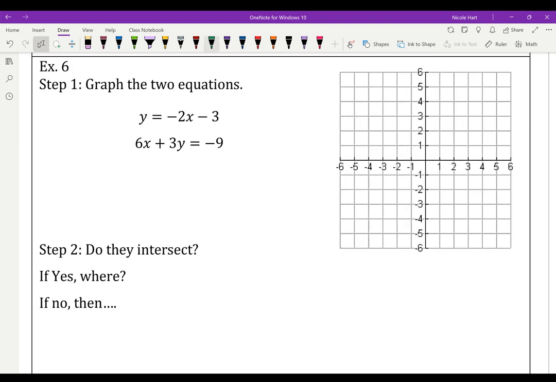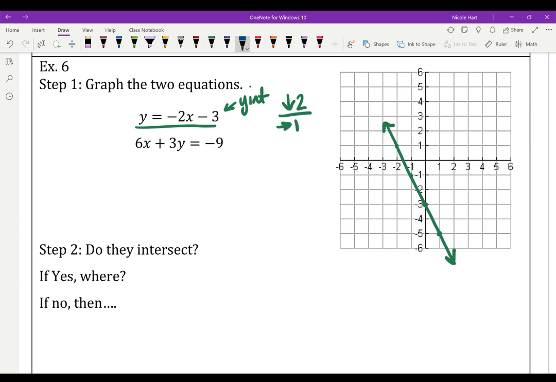And lastly, I have y equals negative 2x minus 3. So we have that y-intercept at negative 3 and a slope of negative 2, which means we go down 2 and to the right 1, down 2 to the right 1. And if you need to go the opposite direction, up 2 and to the left 1 to get enough points to make a line, you are welcome to. Give myself a couple of points. There we go. I have a line for y equals negative 2x minus 3.